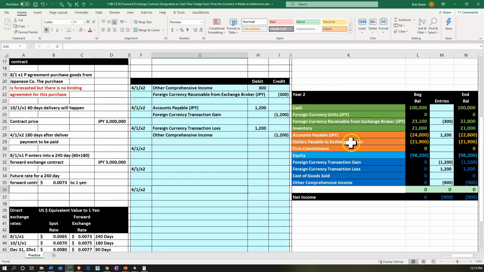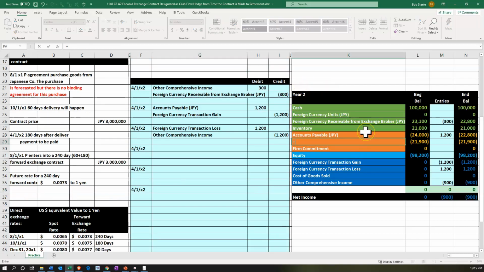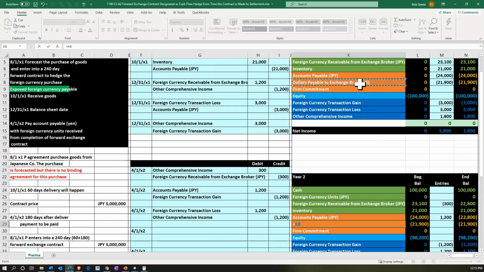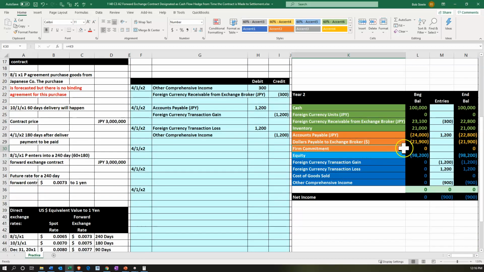So now we're going to pay off this payable down here to the broker. I'm just going to show the dollar sign on this account to show that this amount hasn't changed. The forward contract is now over. The time period, the 240 days, has now ended.